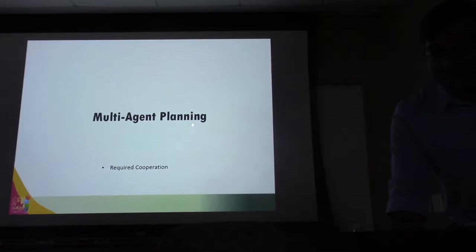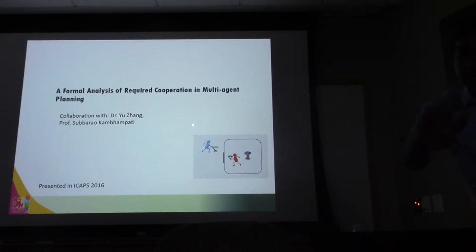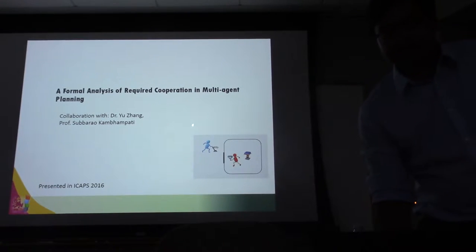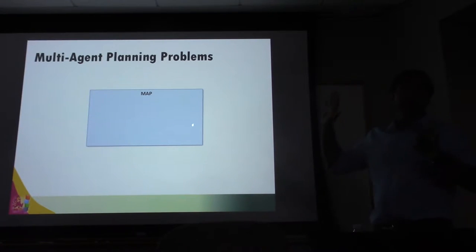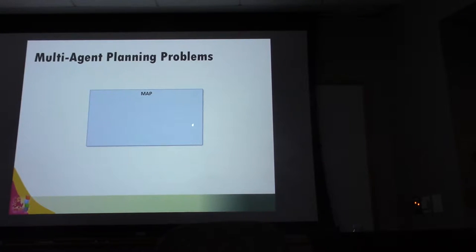So we will start with multi-agent planning. The actual work is called a formal analysis of required cooperation in multi-agent planning. I had done this work with both Tony and Professor Rao, and this was recently presented in ICAPS 2016. Since the title itself says a formal analysis of required cooperation in multi-agent planning problems, we'll start by looking at multi-agent planning problems as a whole. Let's assume this blue box represents the set of all possible multi-agent planning problems, which we'll call MAP. Whenever you see MAP, it means multi-agent planning problems.